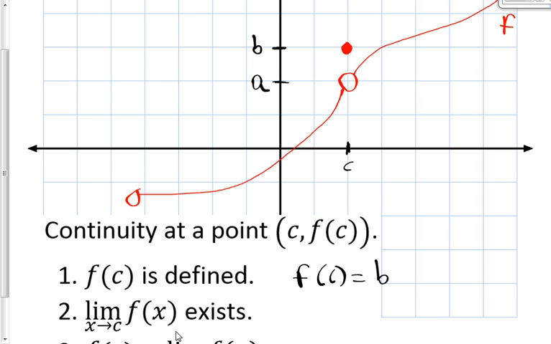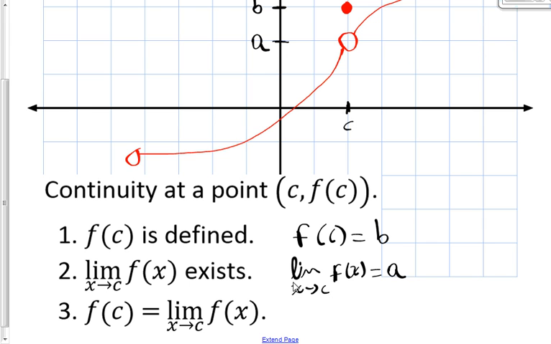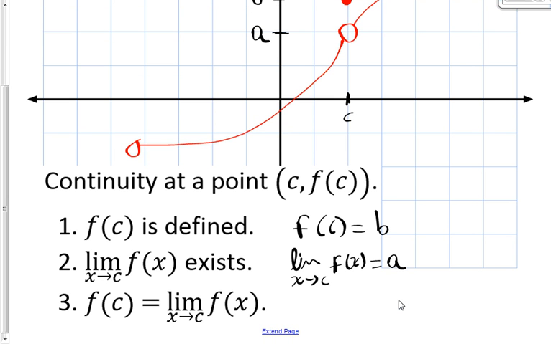The second criterion is that the limit as x approaches c of f of x exists. From the left and from the right, as you approach c on the x-axis, y seems to be approaching a. So the limit as x approaches c of f of x is equal to a. Because the second criterion is met, because the limit exists, this discontinuity is going to be removable, okay? The third criterion now, this is the first time we've actually checked it, and it's because the first two criteria checked out, so we have to check the third one.